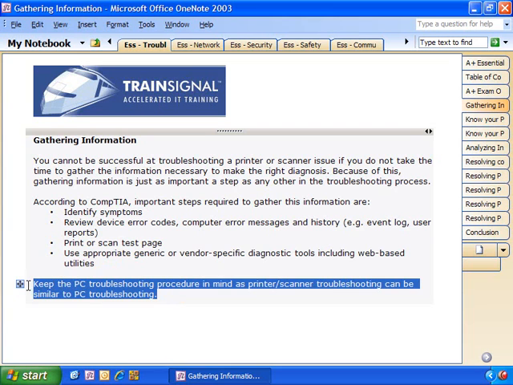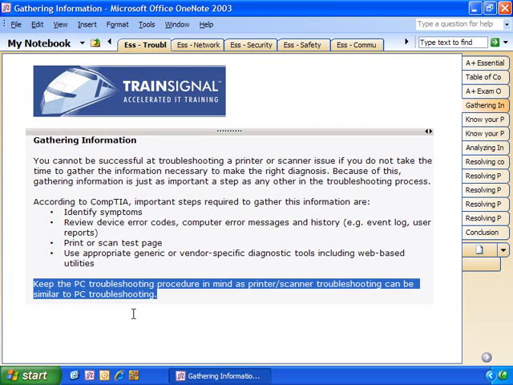Now, I ask you to keep the PC troubleshooting procedure in mind as you troubleshoot printer and scanner issues, because troubleshooting printer and scanner issues can be very similar to PC troubleshooting. First off, you go through the basics. Did you check the power? Did you check the cable that goes to the computer or the cable that goes to the network?